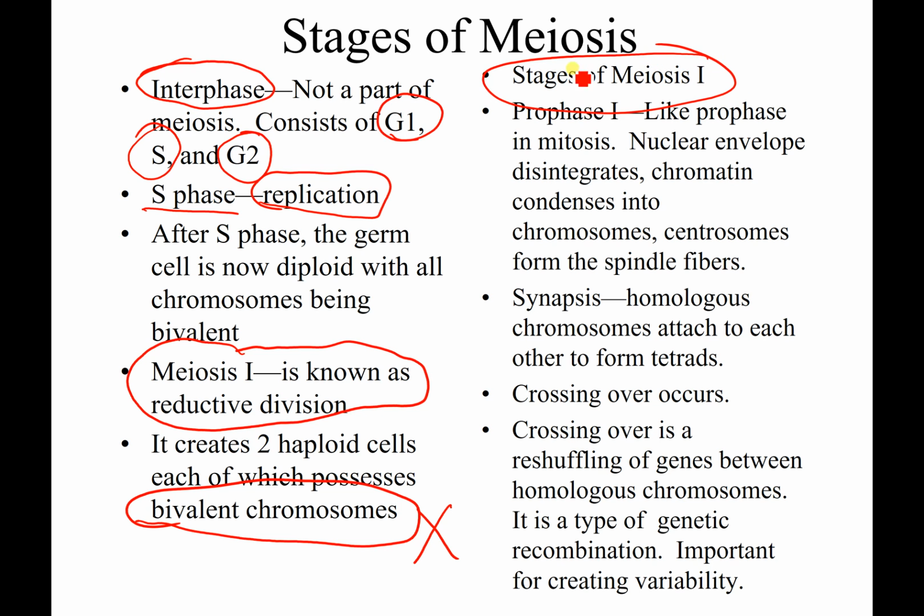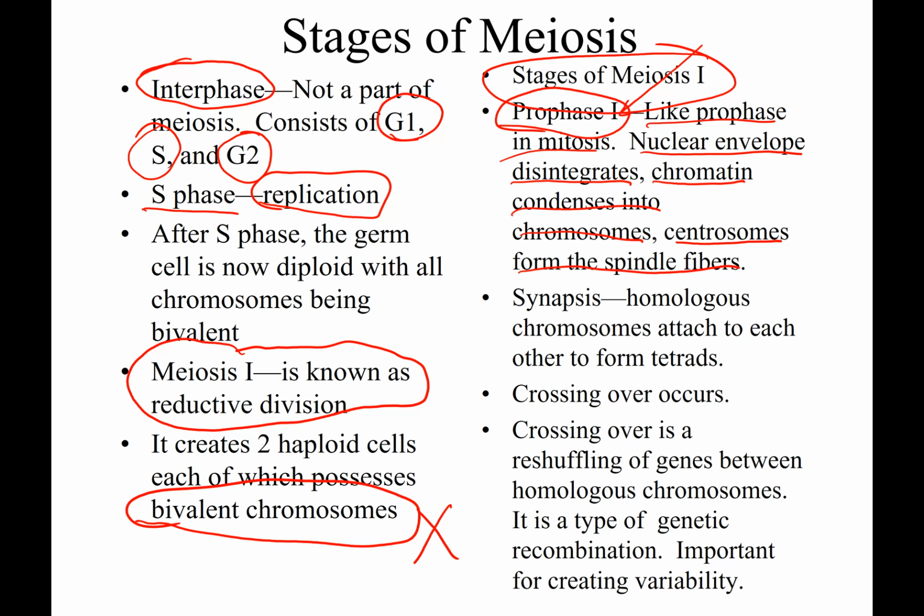So in meiosis I, the very first actual stage of meiosis is prophase I. You do need that Roman numeral. It's very much like prophase in mitosis. During it, the nuclear envelope disintegrates. The chromatin, the DNA, will condense. It'll wind up, and it'll form the chromosomes. They'll become visible. The centrosomes will start to make the little spindle fibers that will be used to pull around the DNA.